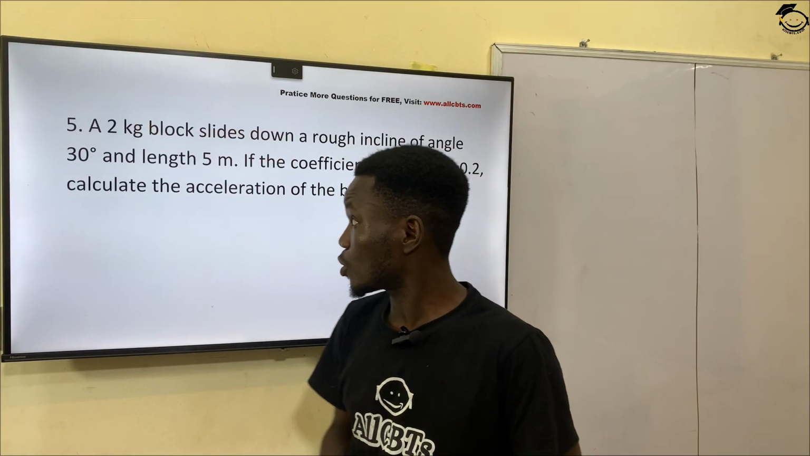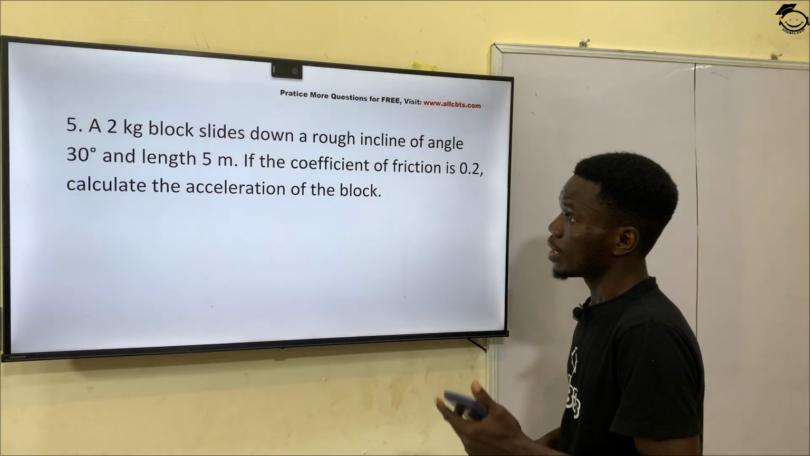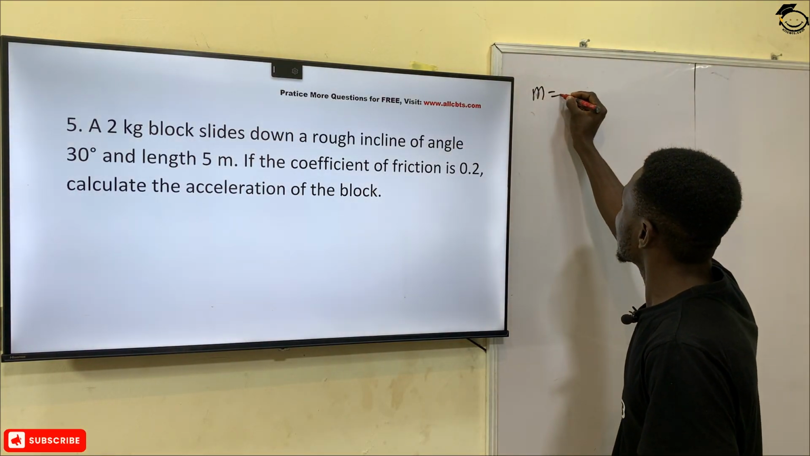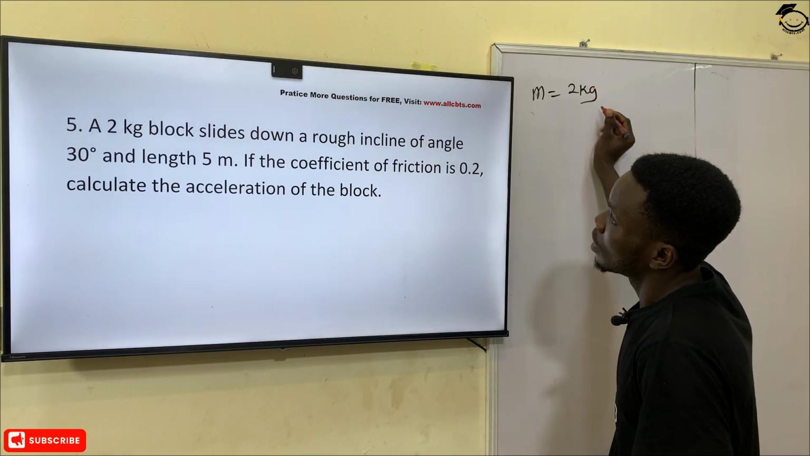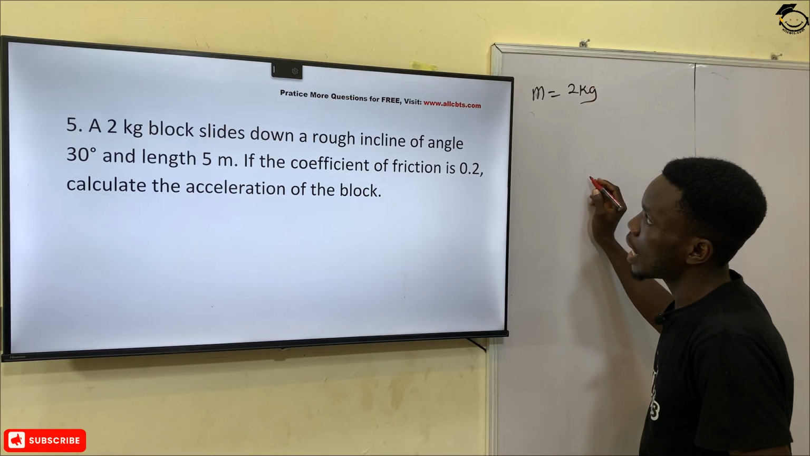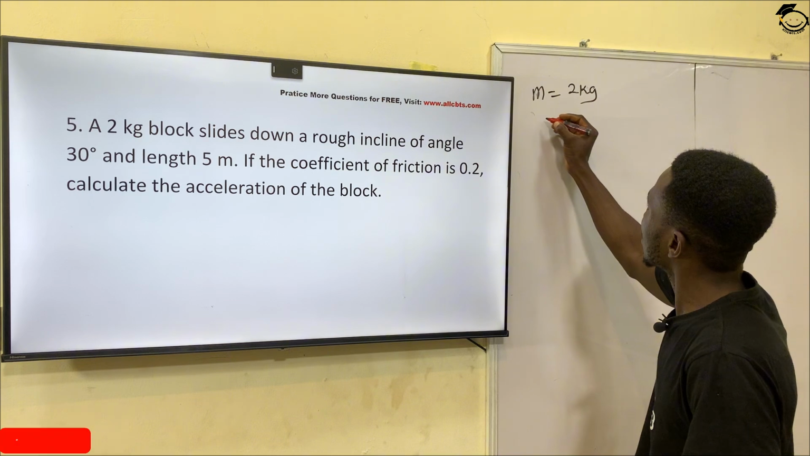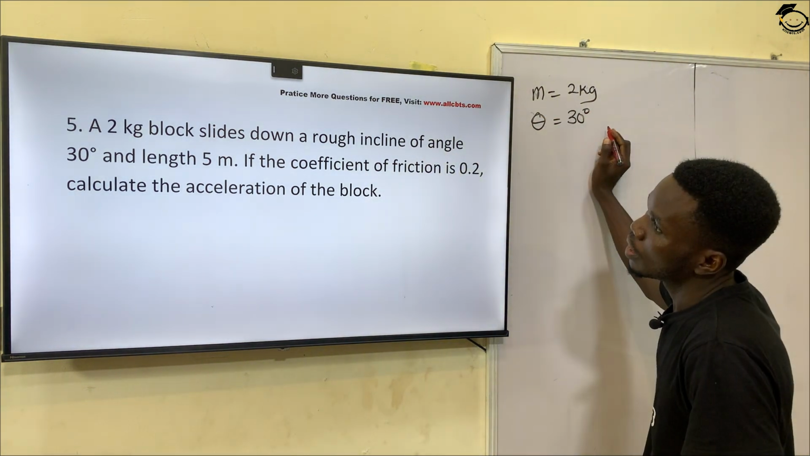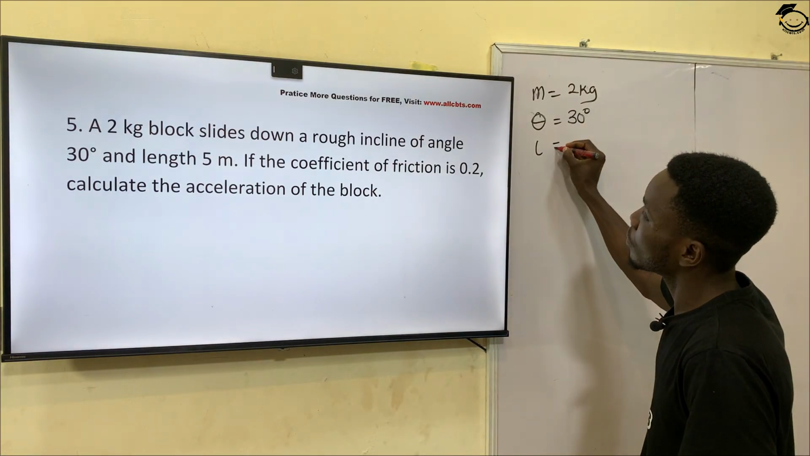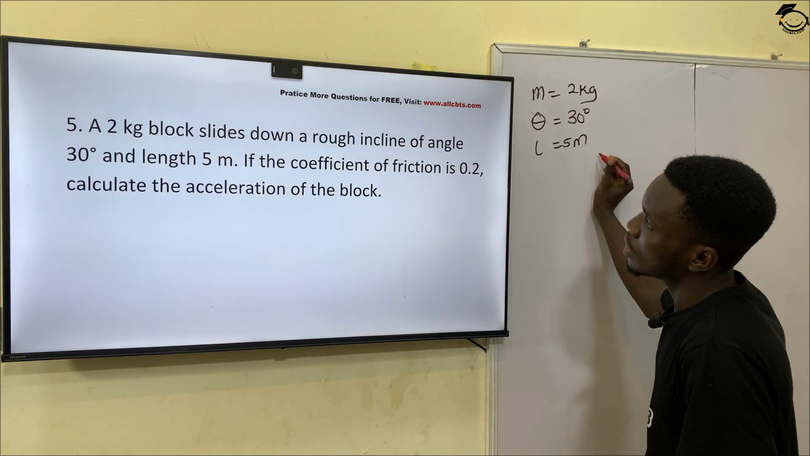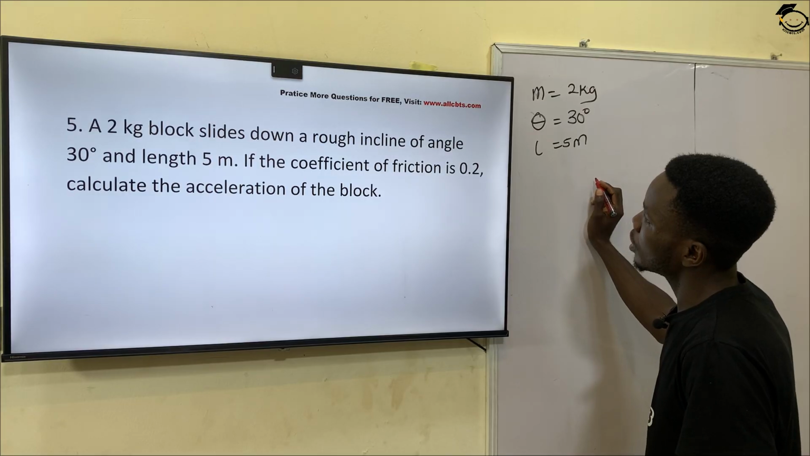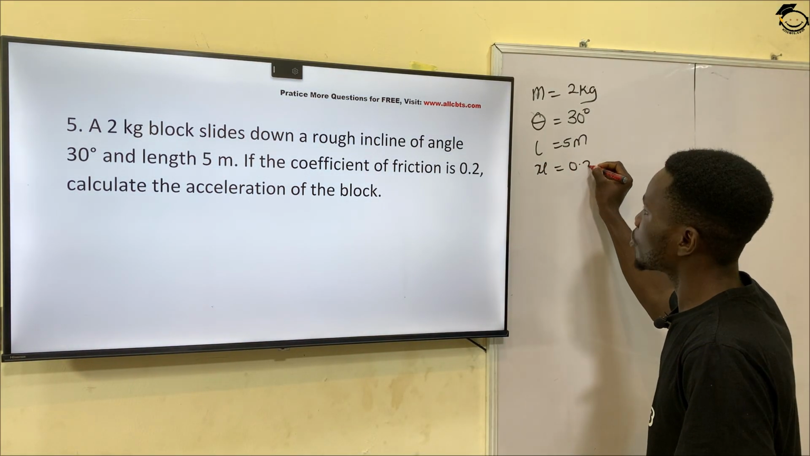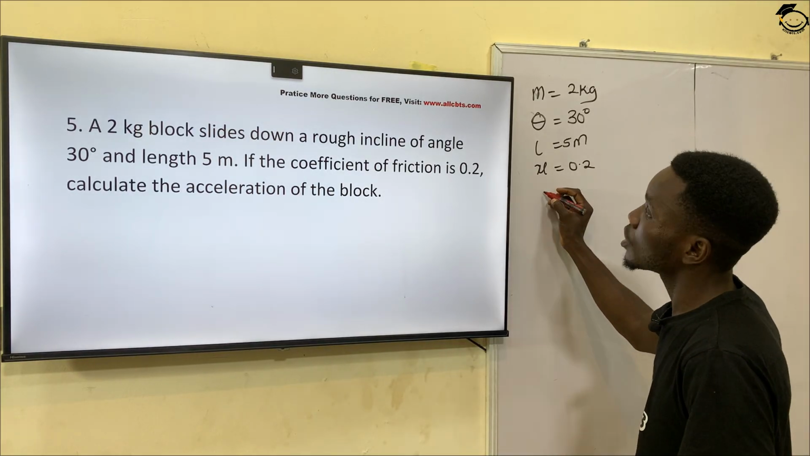From there, that takes us to question number 5, which is a 2 kg block. So the mass of the block was given as 2 kg, sliding down a rough incline of angle 30 degrees. So our angle was given as 30 degrees, and the length was given as 5 meters. If the coefficient of friction is 0.2, so our mu was given as 0.2, calculate the acceleration of the block.